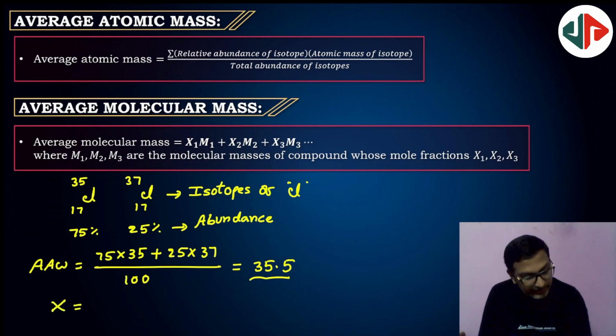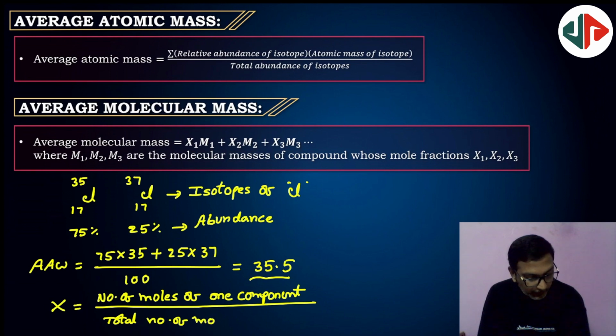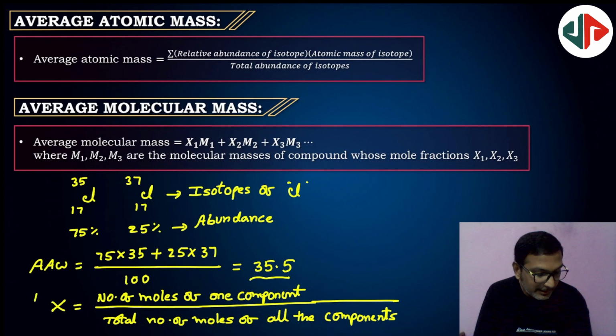Mole fraction x is equal to the number of moles of one component divided by the total number of moles, that is, the moles of all the components. This is mole fraction, denoted with x or chi, the Greek symbol.